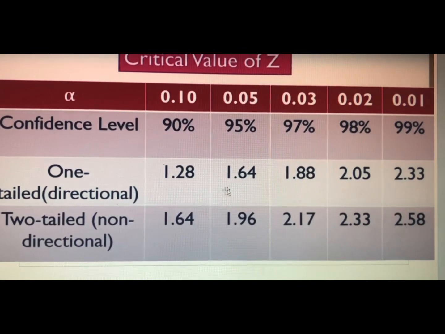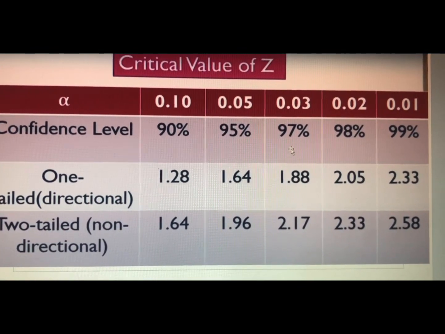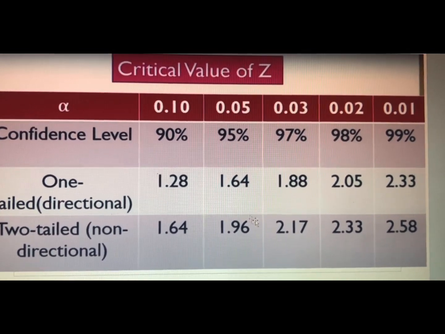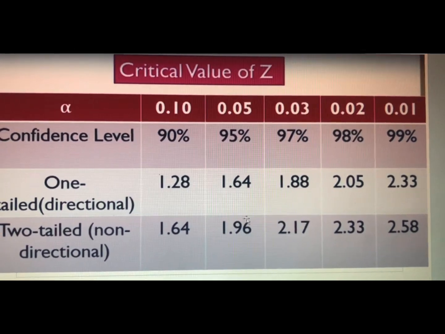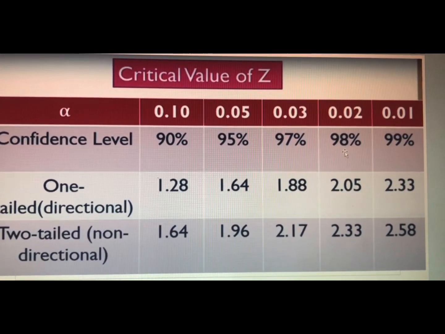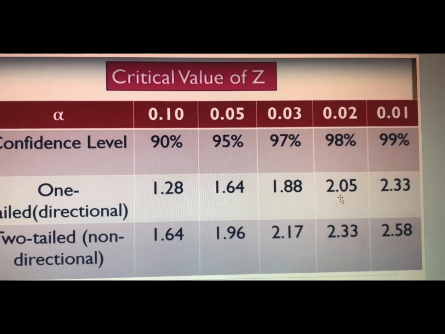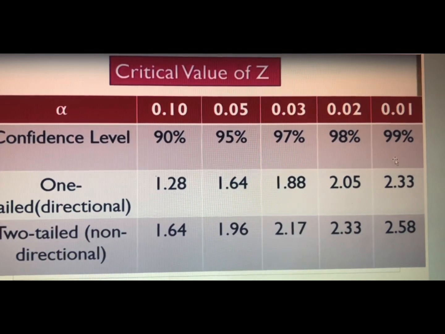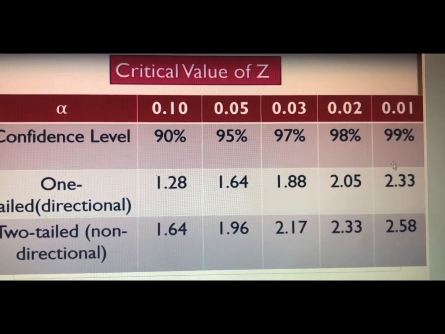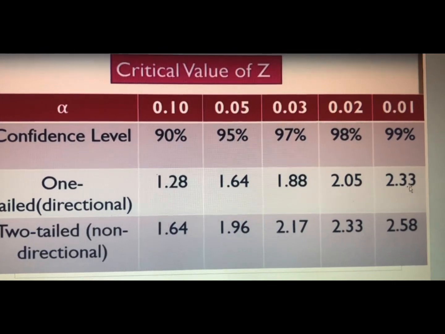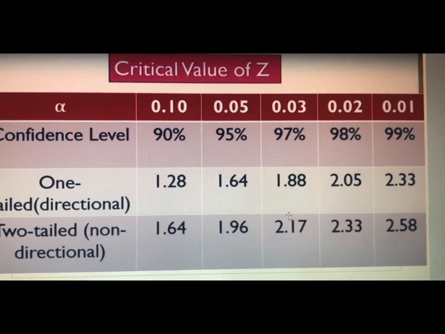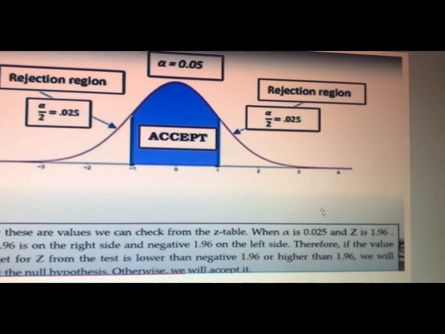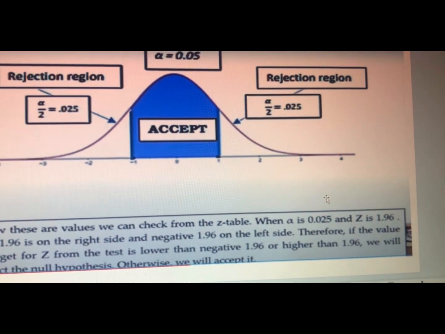And for 97% confidence level, we can use 1.88 in one-tailed and 2.17 in two-tailed. And for 98% confidence level, we can use 2.05 in one-tailed and 2.33 in two-tailed. And for 99% confidence level, we can use 2.33 in one-tailed and 2.58 in two-tailed. Now, these are the values we can check from the Z table.